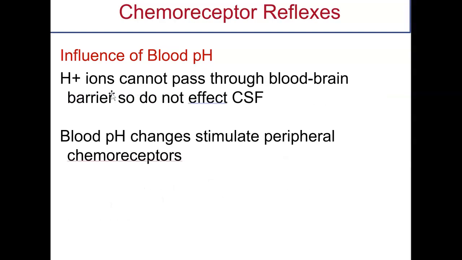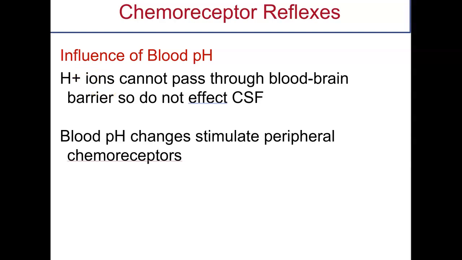And we also know that blood pH is not significant for respiratory rate. And that's because the hydrogen ions don't get through the blood-brain barrier. So it can stimulate the peripheral chemoreceptors we mentioned. But again, the peripheral ones aren't the main players when we're looking at changes to respiratory rate.